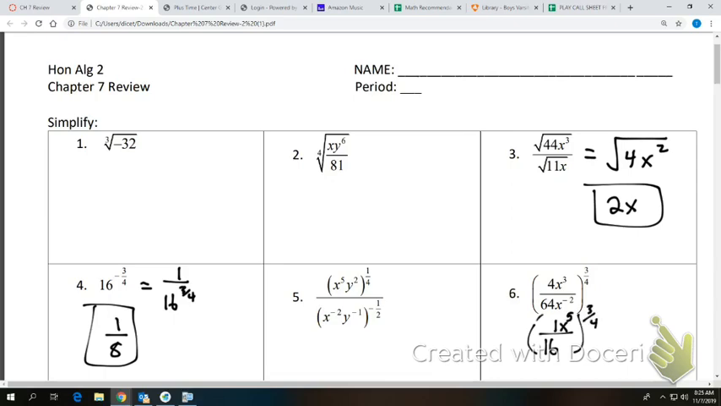How'd I do? I did good? Good. Then look at this. This is just like this one over here. Let's do the 16 first. What's the 4th root of 16? 2. And what's 2 cubed? 8. So I have 8 in the denominator. And I have x to the 5th raised to the 3/4, which becomes x raised to the 15/4. Done.